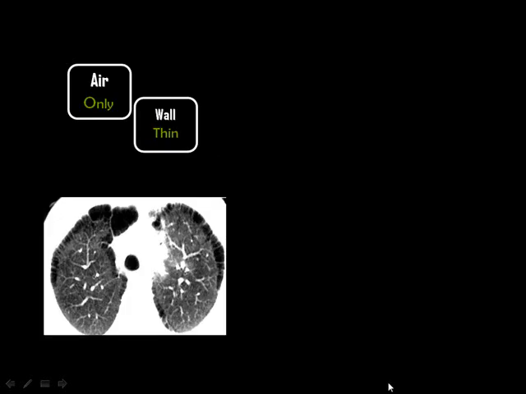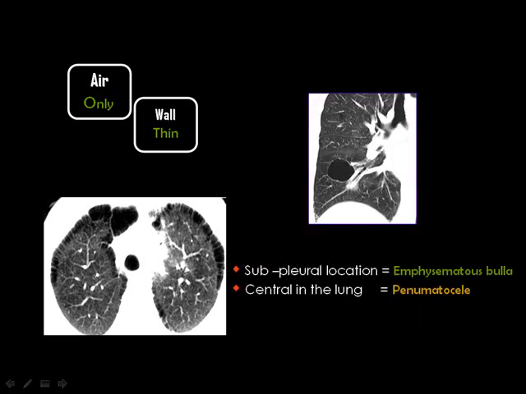Then if you see a cavity with air and the wall is thin, there are two possibilities. The first one is a hematocele, and the second one is an emphysematous bulla. To differentiate both from each other, a hematocele is usually located within the lung, while emphysematous bullae are usually located at the periphery of the lung, subpleural in location.